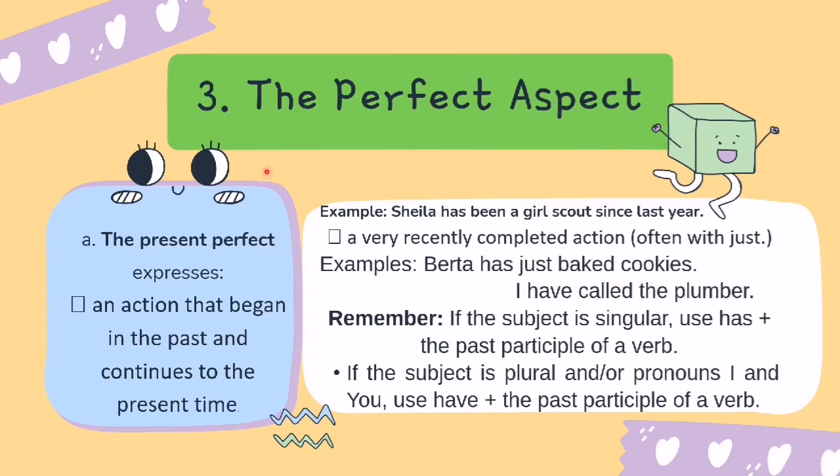Number 3, the perfect aspect. The present perfect expresses an action that began in the past and continues to the present time. For example, Sheila has been a Girl Scout since last year.